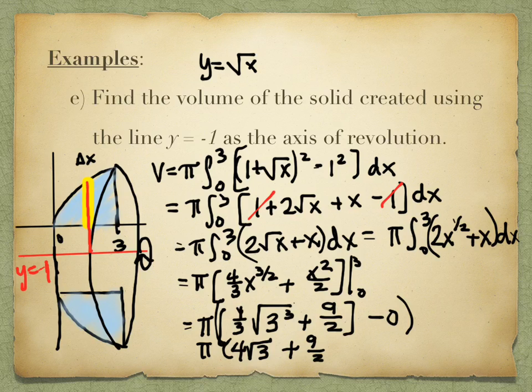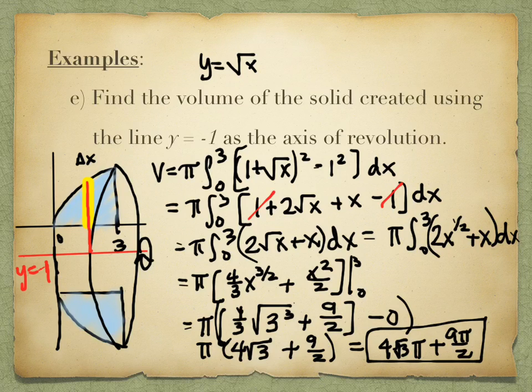Am I able to combine the 9/2 and the 4 square roots of 3? No, I'm not. So this is actually not going to have a closed one-term form, but I'll just write it the way it was before: 4 square root of 3 times pi plus 9 pi over 2. Any questions on that one? Okay.